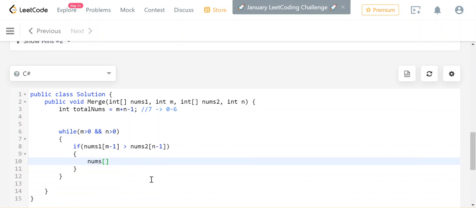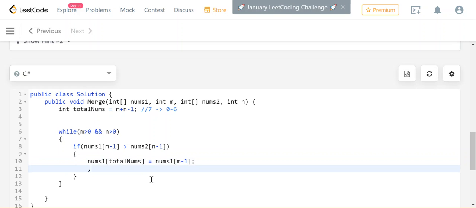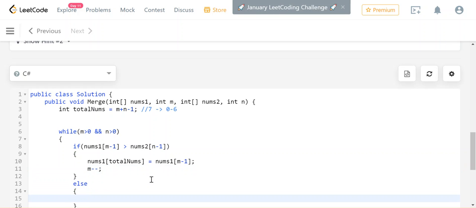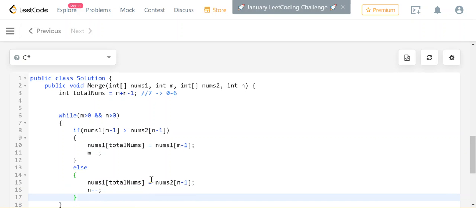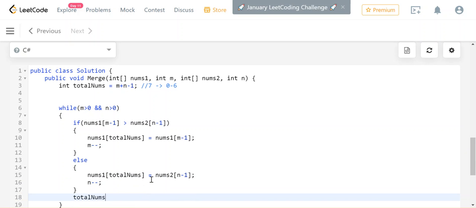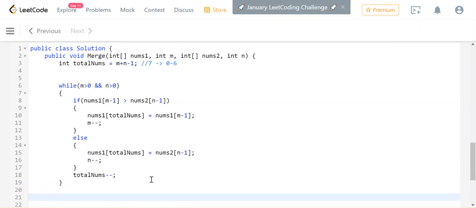What I'll do is I'll update nums1 total nums is equal to nums1 m minus 1, because here nums1 is greater, and I'll do m minus minus, right? Else that means either it is equal or nums2 is greater, I'll do nums1 total nums equal to nums2 n minus 1, n minus minus. In both the scenarios, my total nums will anyways be decreased, right? Now this is how the whole iteration will work.